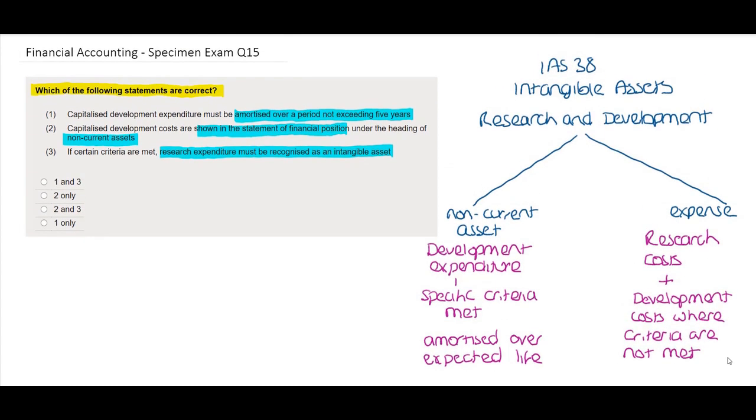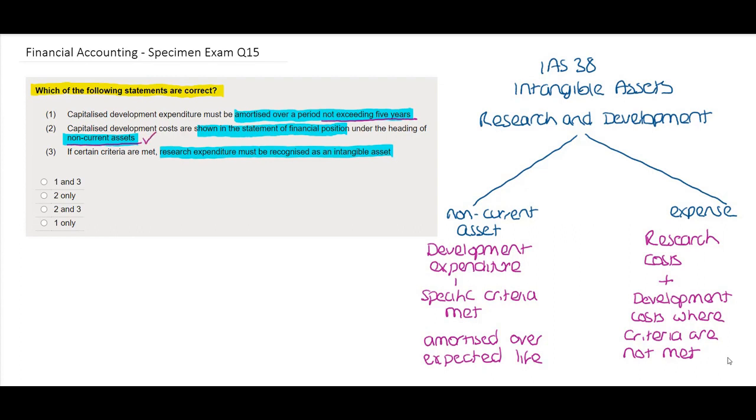Therefore, looking at the statements that we have to choose from, we can see that the first one, that capitalised development expenditure must be amortised over a period not exceeding 5 years, cannot possibly be accurate, because if our development expenditure needs to be amortised over its expected life, this could be longer than that time. The second statement, that capitalised development costs are shown in the statement of financial position under the heading of non-current assets, is a correct statement.